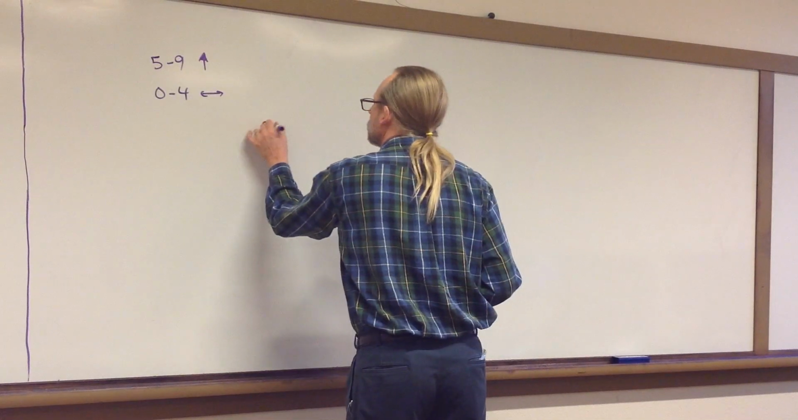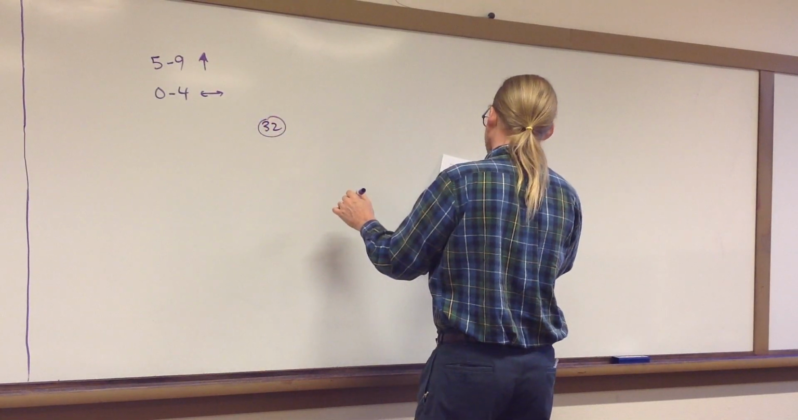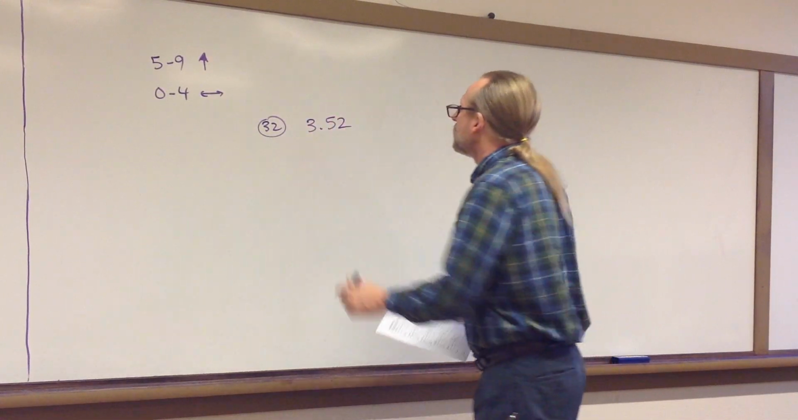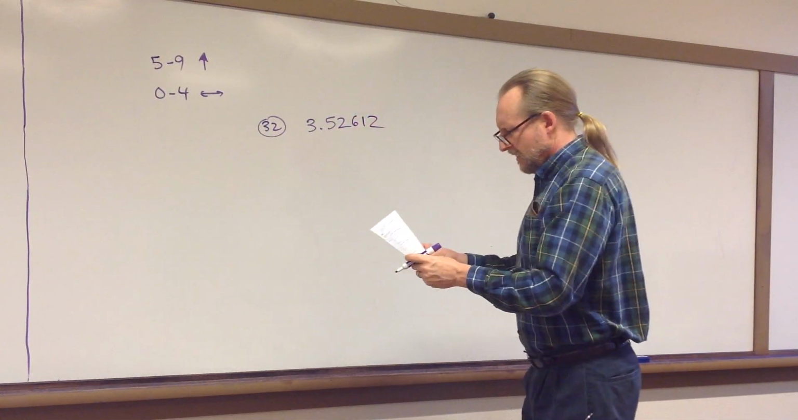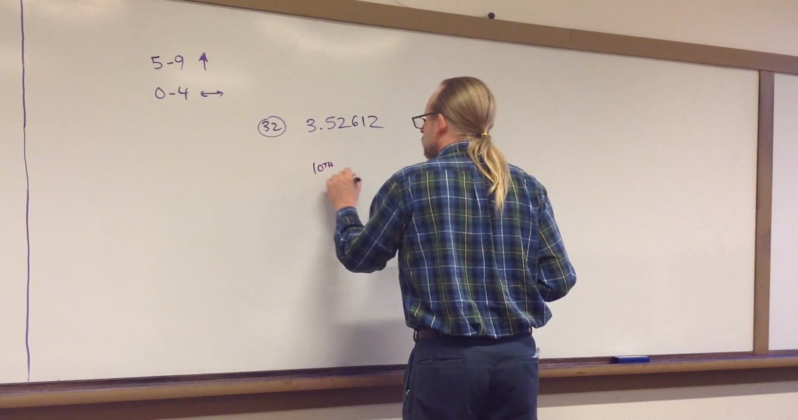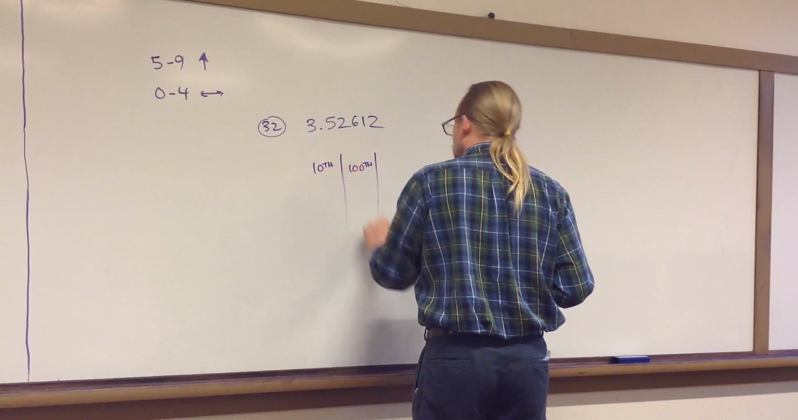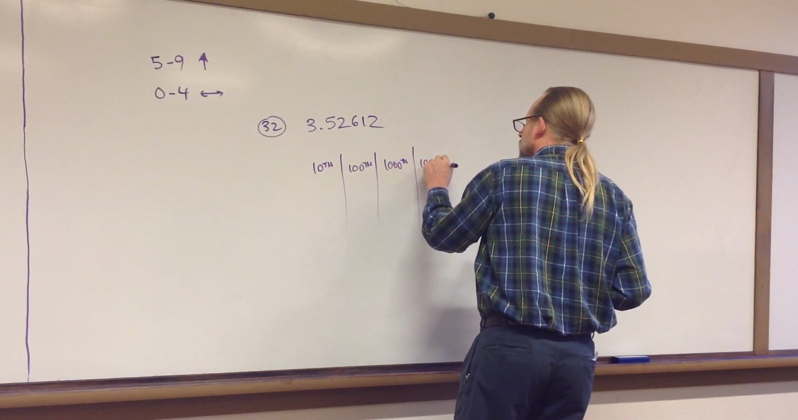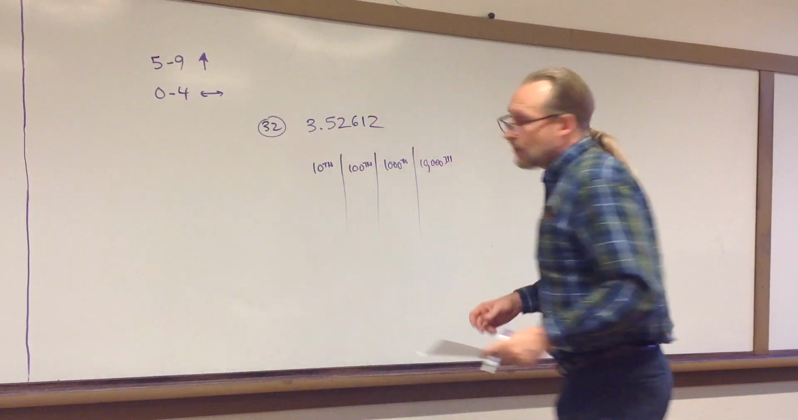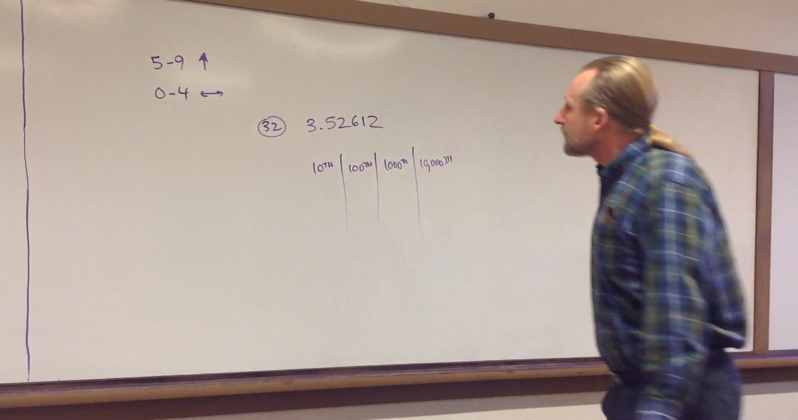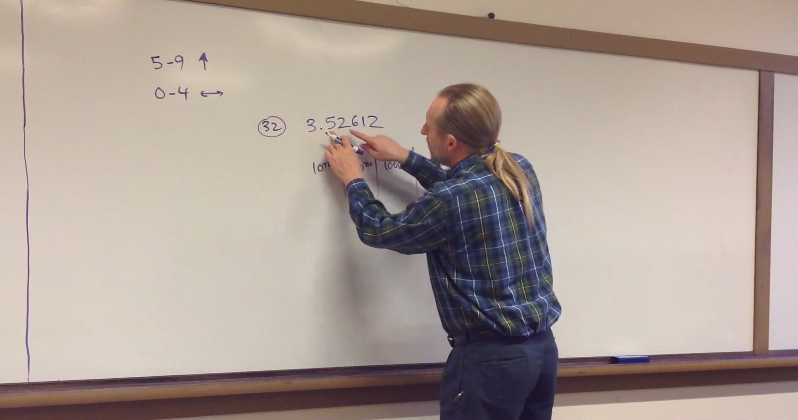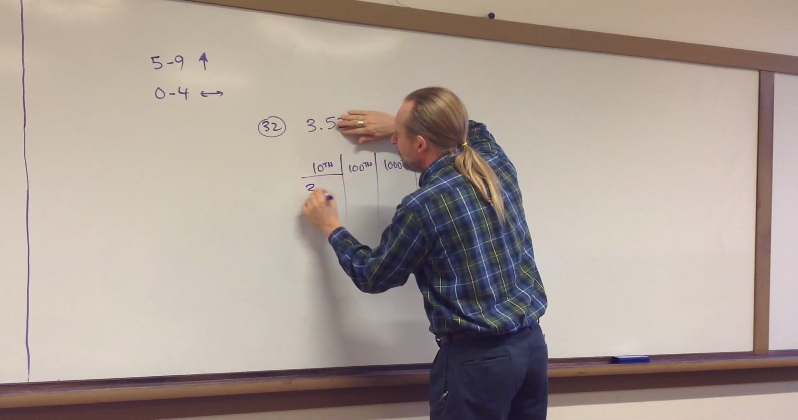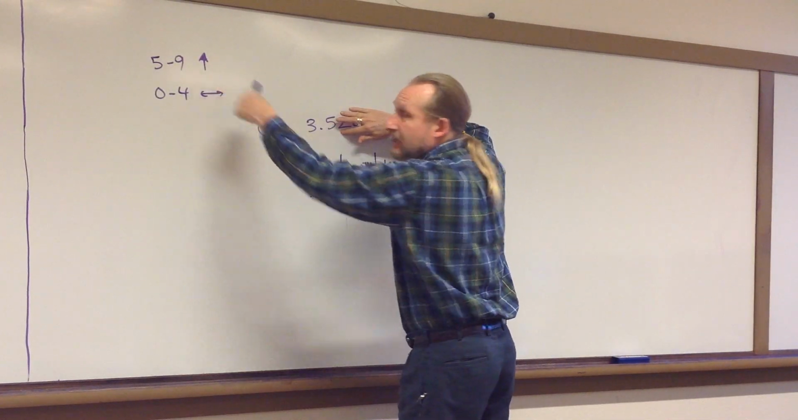So let's look at problem 32. We've got a decimal here, 3.52612. All right, and we want to round this to the tenths, the hundredths, the thousandths, and the 10,000ths. If we round to the tenths place, then we look at the number next to it. This is a 2, so that means it rounds down, so that 5 stays the same.